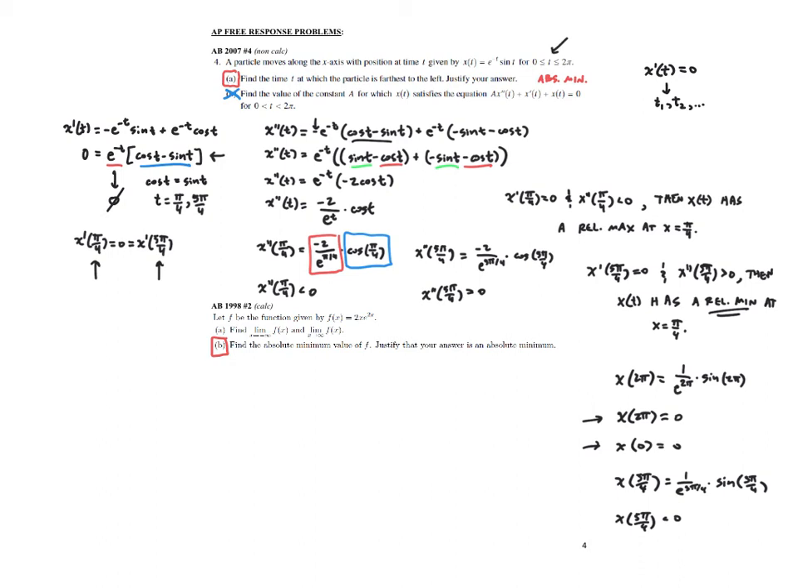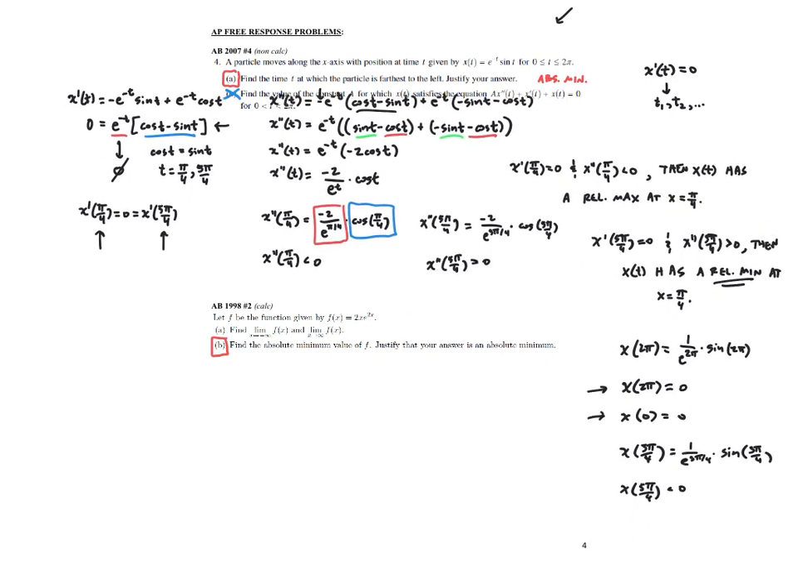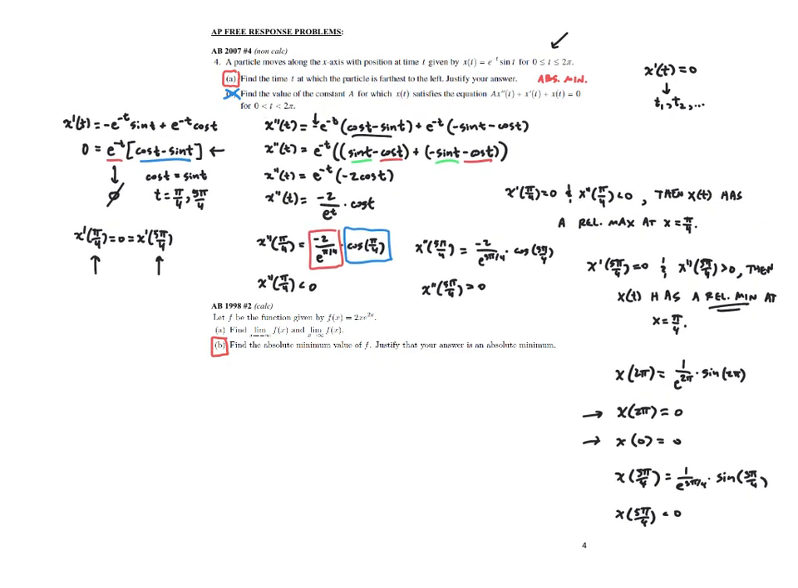Okay, let's look at 98, number 2, calculator allowed. We let f be this function, f of x equals 2x e to the 2x. Since we're allowed to use a calculator, I would immediately, absolutely 100% right away, type in for y1, 2x e to the 2x.